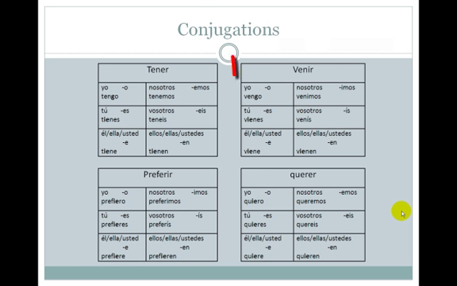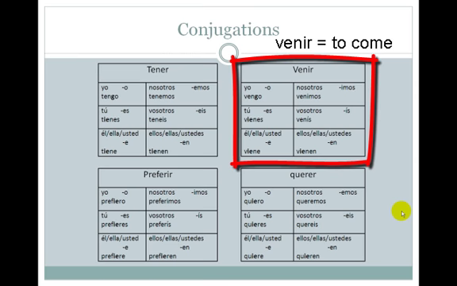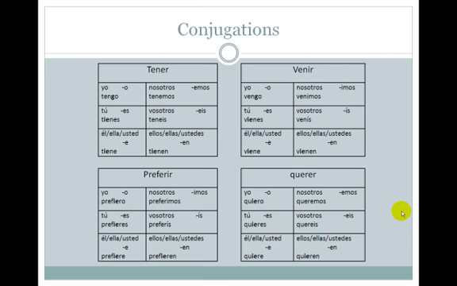The next verb, venir, also has a G in the yo form, and then an IE instead of the E in every other form except nosotros and vosotros. And its endings follow the same pattern as the regular IR verbs that you learned in chapter 2. So the forms of venir, which means to come, are vengo, vienes, viene, venimos, venís, and vienen.